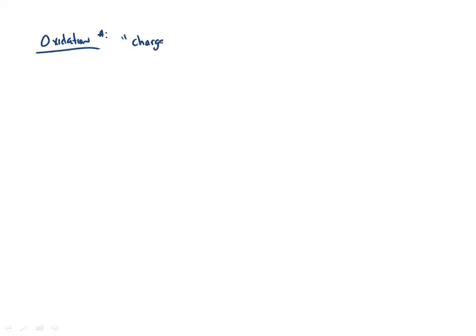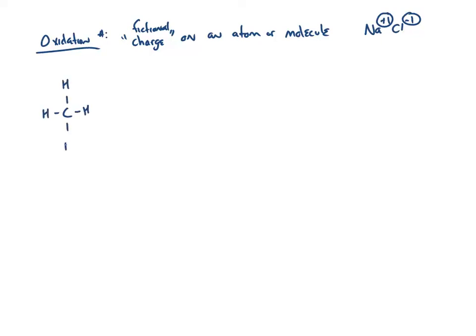So it's a way of measuring electrons. It's the fictional charge on an atom or molecule. And when I say fictional, it's because, for instance, Na plus 1, Cl minus 1, that plus 1 and that minus 1 are oxidation numbers. Those really do gain and lose electrons, right? But if I'm talking about a molecule like this, since I'm sharing electrons, they really don't gain or lose electrons. And so that's what I mean by it's a fictional charge.